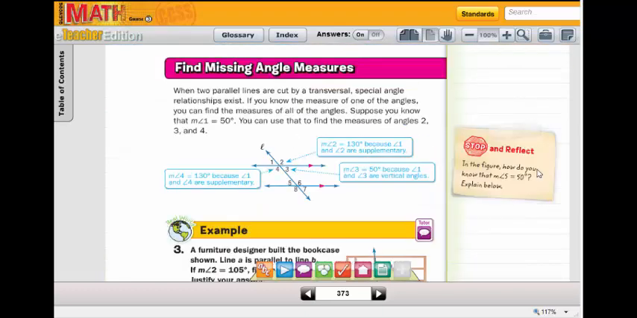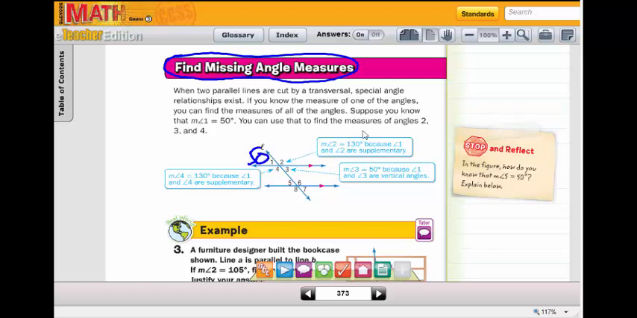So now let's take a look at how we could use that information in order to do something with it. In this case, we're going to find the missing angle measurements. When two parallel lines are cut by a transversal, special angle relationships exist. If you know the measure of one of the angles, you can find the measure of all of the angles. Suppose you know that the measure of angle 1 is 50 degrees. Now when you do these in the book, the very first thing I want you to do is write a 50 right in there, so you immediately know that that angle is 50.